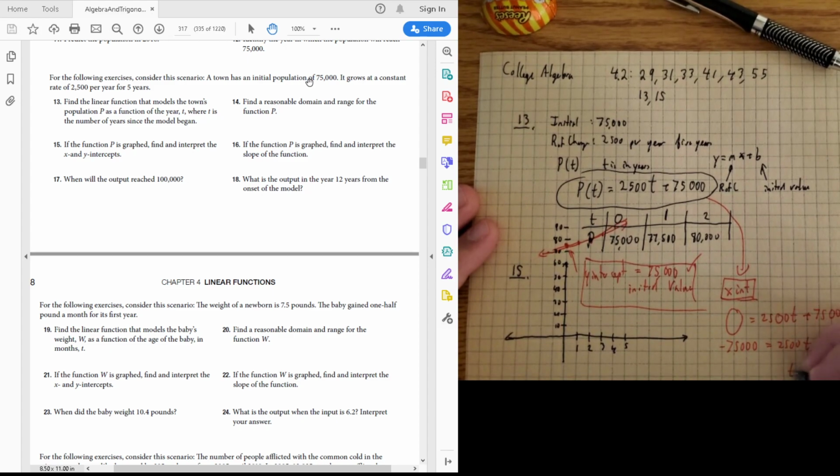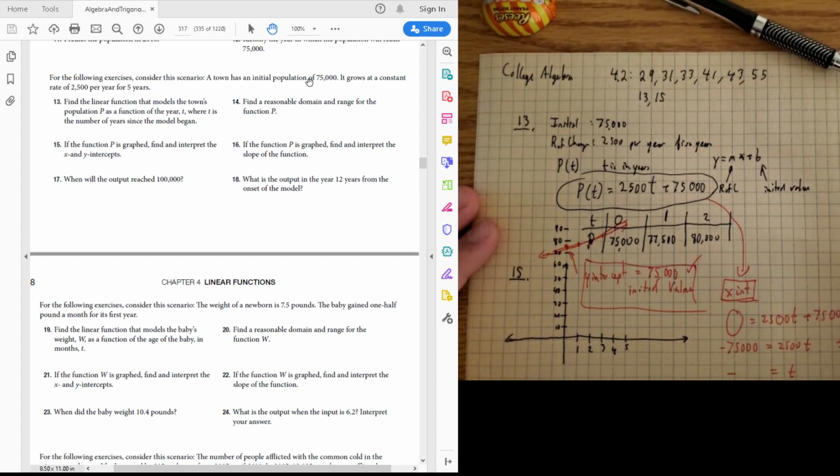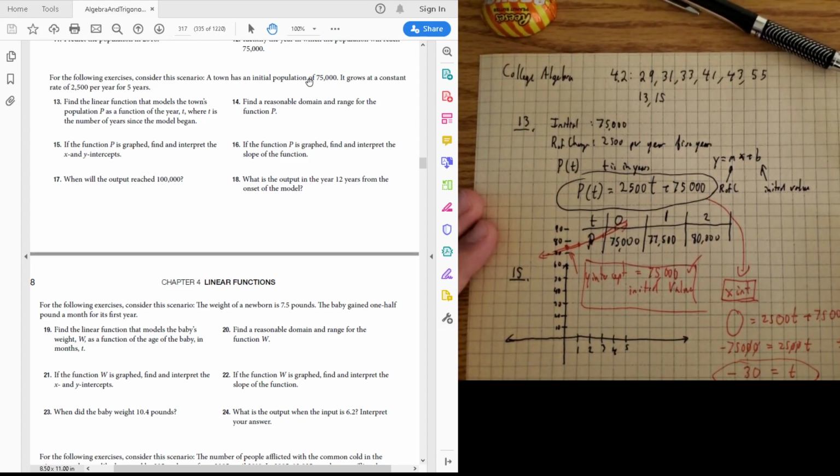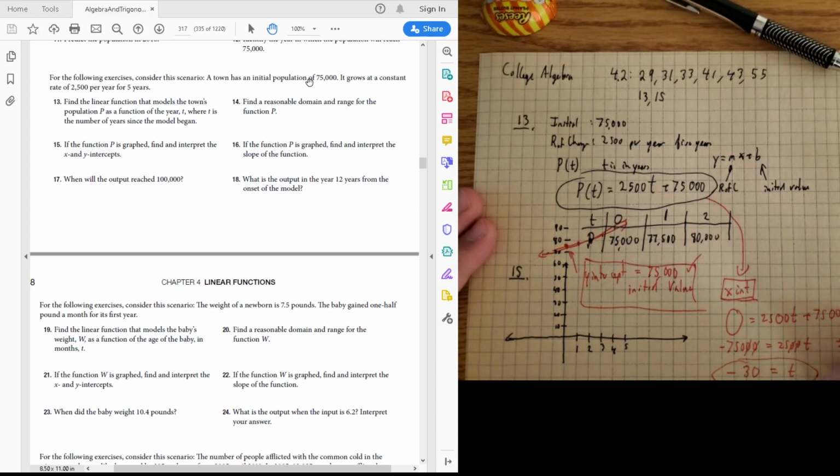And when I do, I will get t is equal to negative 30. So I found it now. When t equals negative 30, our value would be 0. That's my intercept. Always make sure to interpret and get the actual answer here. The x-intercept is at negative 30, 0.